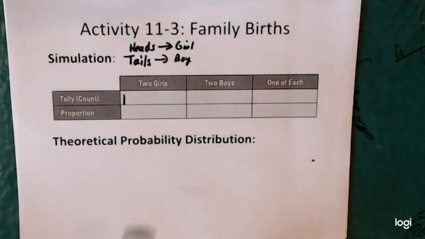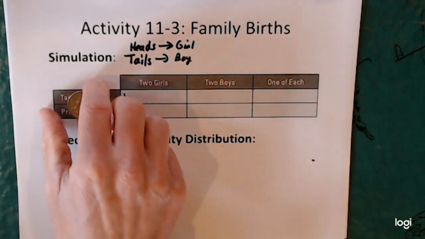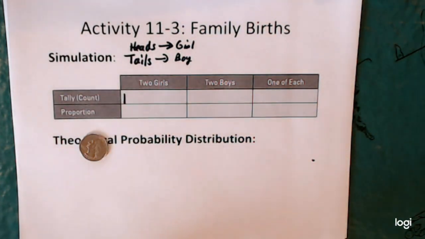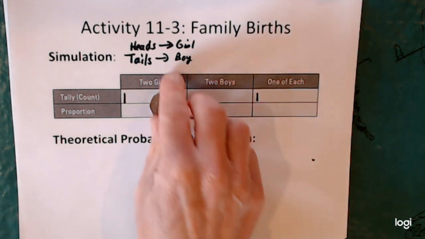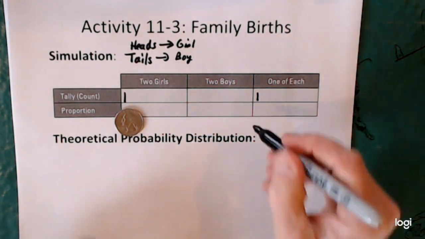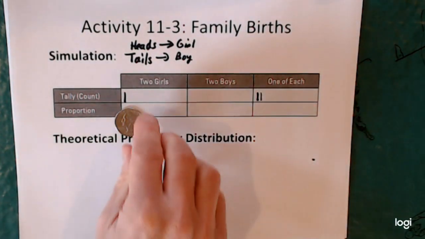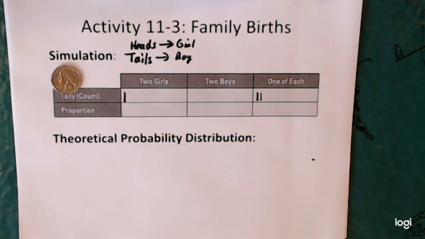All right, do it again. I've got a tail, so that's a boy. Heads, that's a girl, so we got 1 of each on that trial. Okay. Tail, boy. Heads, girl, so 1 of each. Okay, and so on. I'm not going to bore you with going through this 50 times, but I'm going to go do it 50 times.